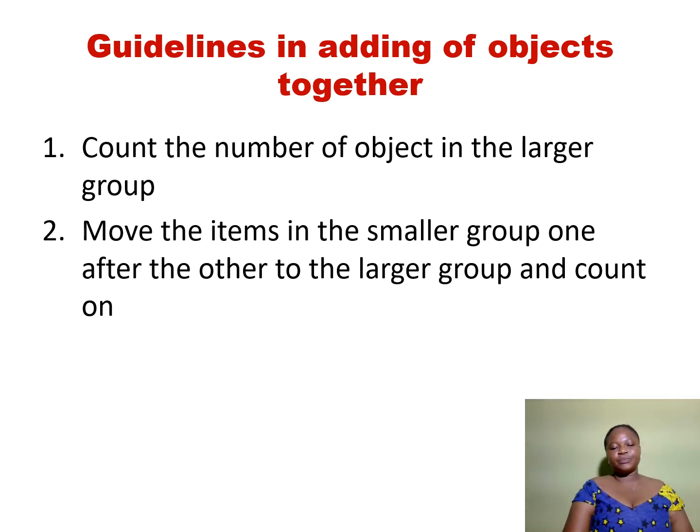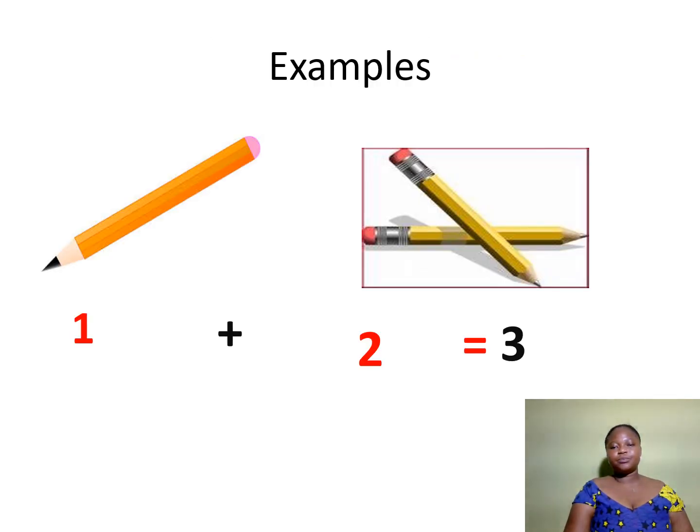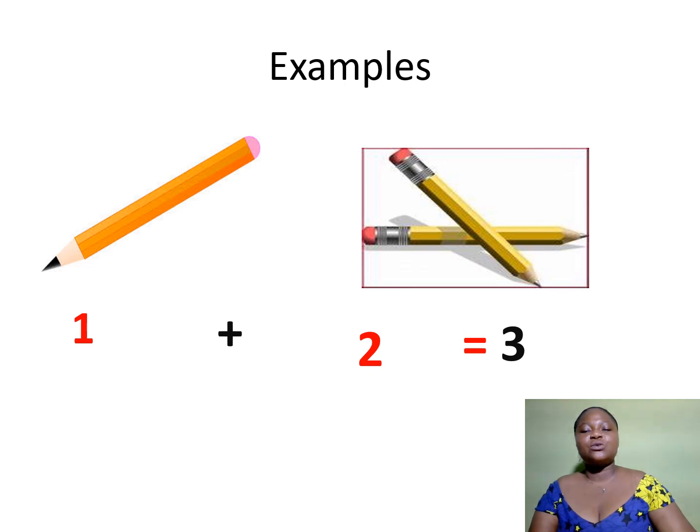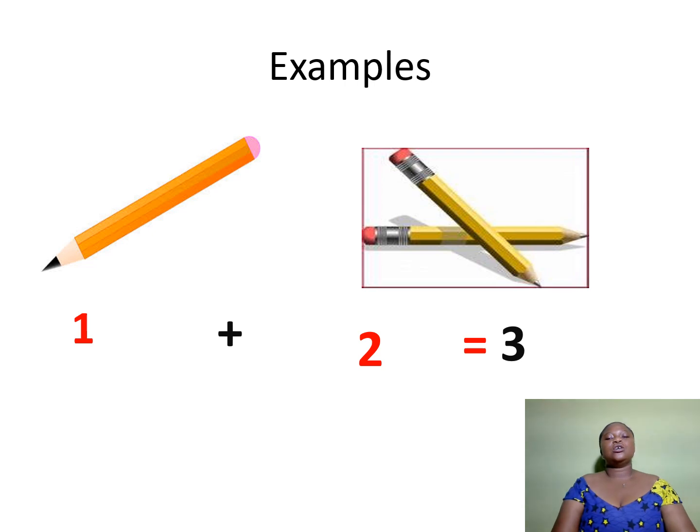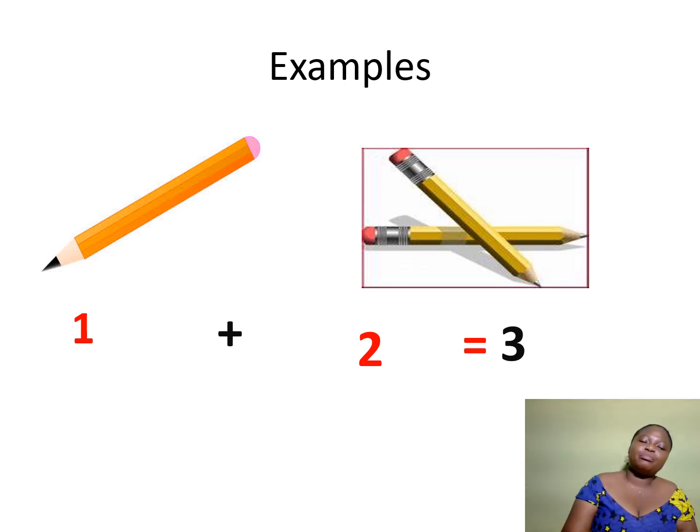Good, so let's move on. Alright, so there's some example here. We have some pencils here on the screen, as you can see. We have 2 pencils and then 1 pencil. So we are going to add the larger group to the smaller group, okay? Good. So this is what? How many? 2. Let's count. 1, 2. We have 2 pencils. Let's add to this one. So let's count all together.